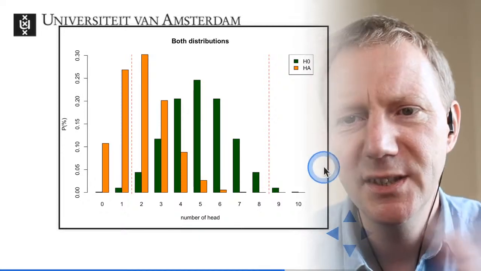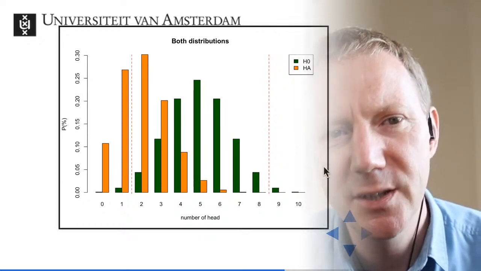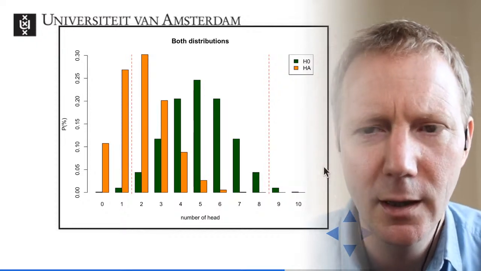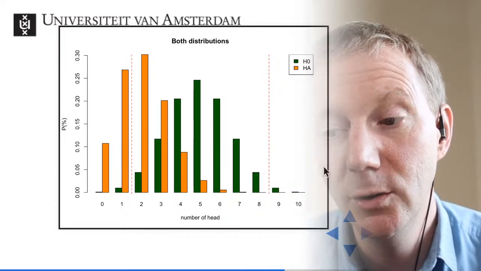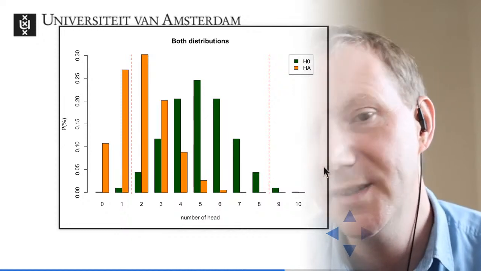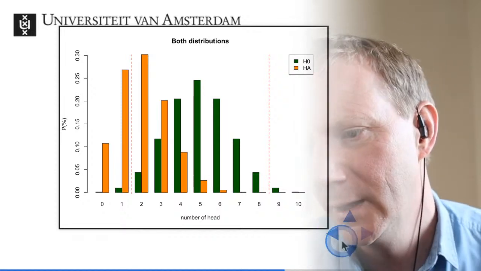So based on these kinds of graphs, I could ask different questions on where to set the boundary based on a certain amount of alpha, and I could change the alternative distribution. You could also change the amount of heads that you have thrown. So we have 10 times here, but if I increase the sample size, this would look different.